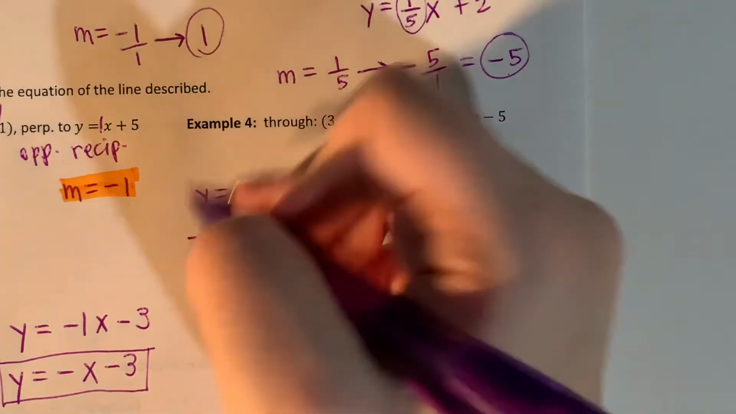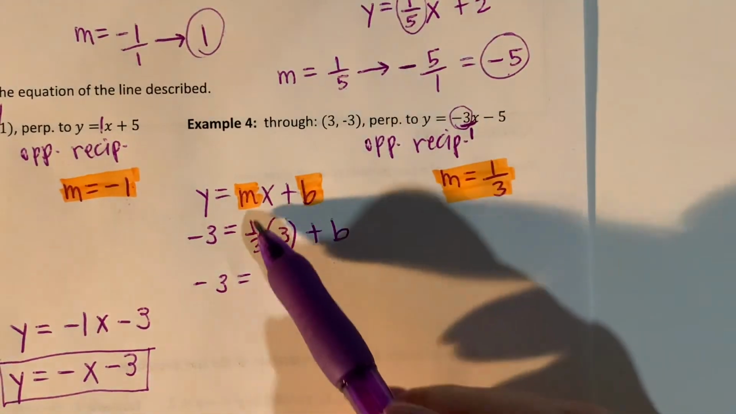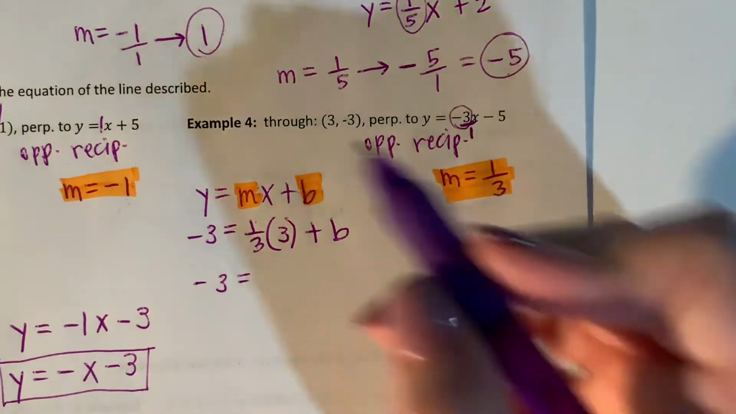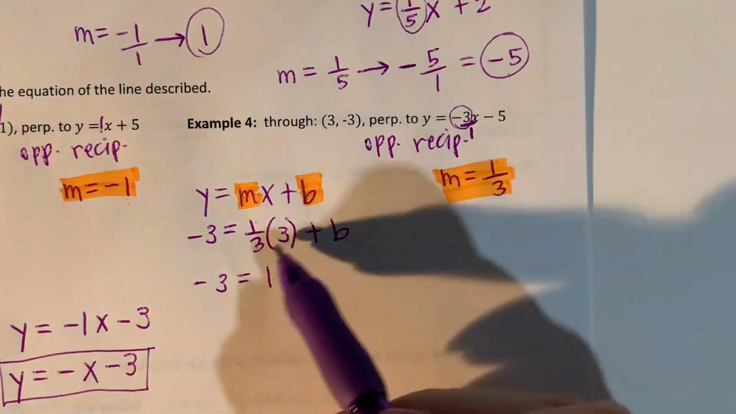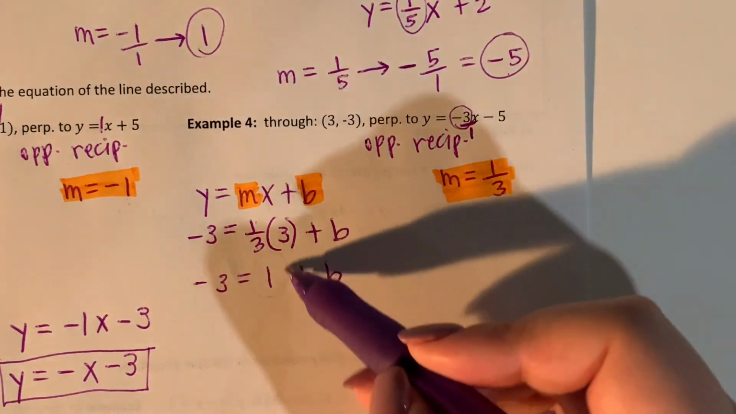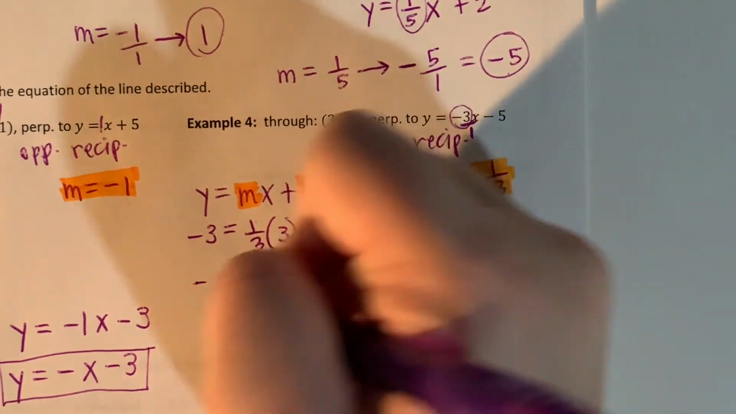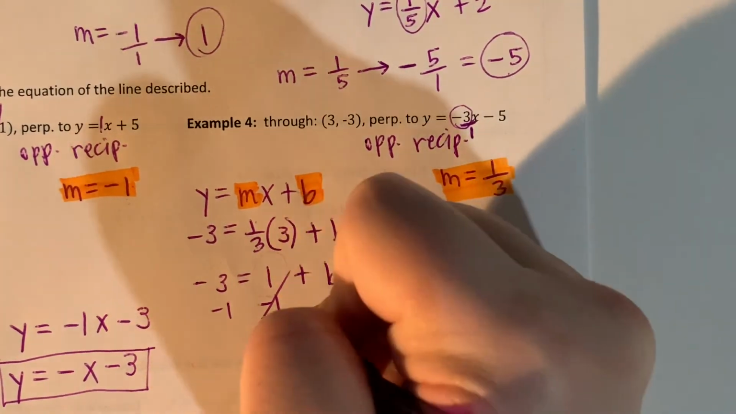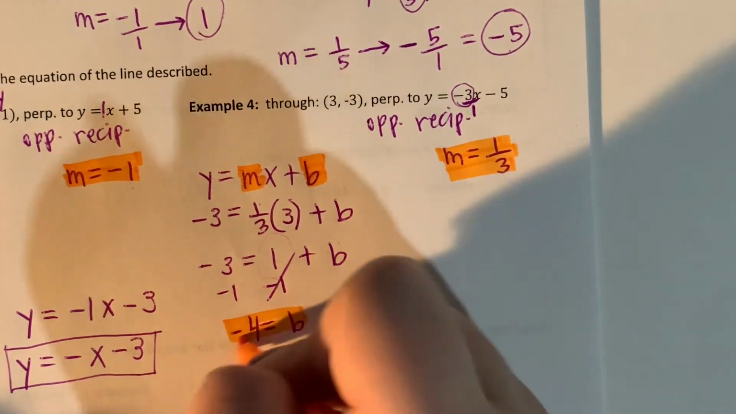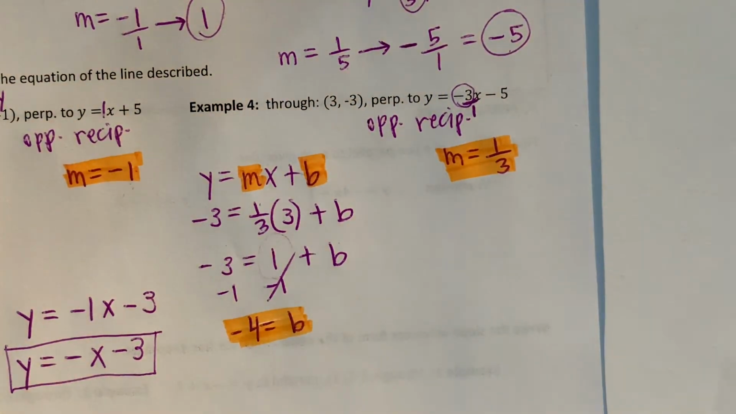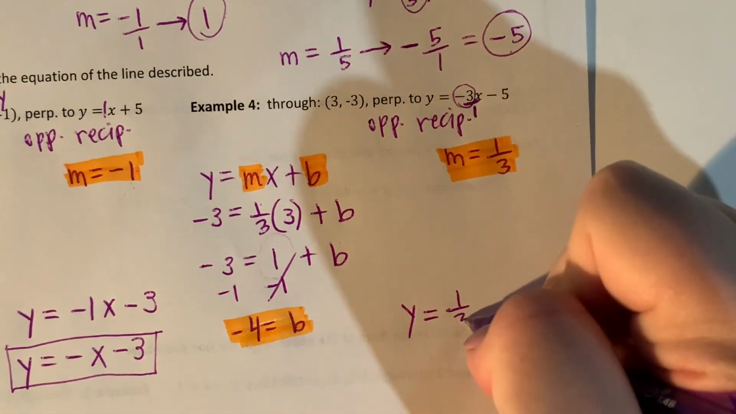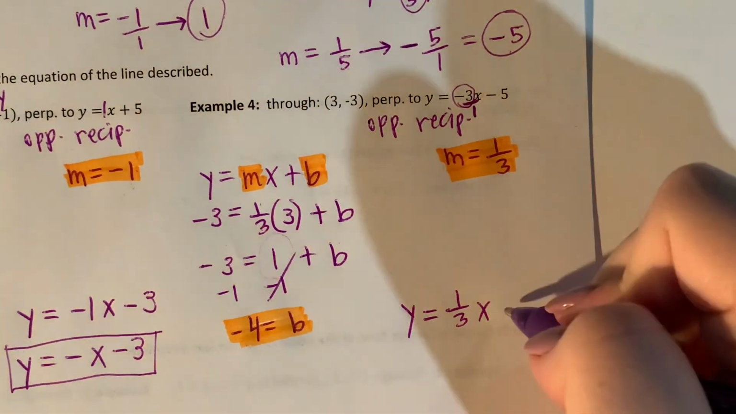I can take care of this multiplication. So I have negative 3 equals 1/3 times 3, or this is like saying 1/3 times 3 over 1. That just simplifies to 1. Feel free to use your calculator if you need to. Plus b. I need to move this positive 1 over to the other side. I can do that by subtracting 1, and I get that b equals negative 4. So now I know my y-intercept. I have my two unknowns that I need to plug in. So I'll have y equals mx, so 1/3 x, plus my b, which is negative 4.